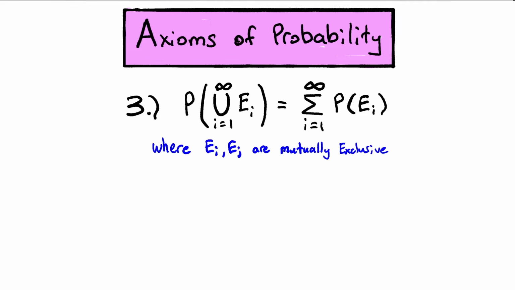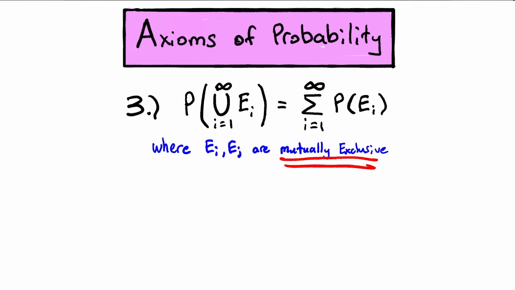So the first thing to talk about is what does mutually exclusive mean? Mutually exclusive essentially means the outcome of one thing has no bearing on the outcome of another. So for example, 2 mutually exclusive events might be the outcome of a die roll and the outcome of a coin flip. The die roll has no bearing on the result of the coin flip.